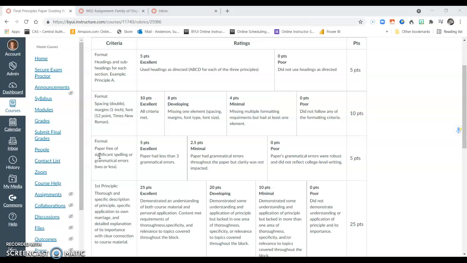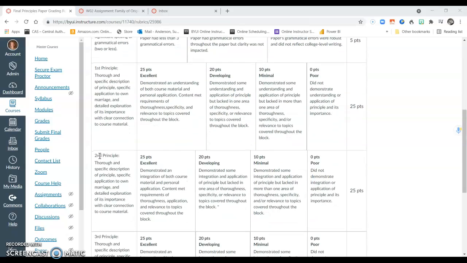It used to be that for excellent, or the full credit, we didn't have meanings attached to each of the sections before, but now it's excellent, minimal, or developing and poor, depending on which section you're in. So for excellent grammar in a paper, it needs to have less than 3 grammatical errors, and that goes across the board. And then if the grammatical errors didn't impact the clarity, they just weren't careful, then that would be 2.5 points, the minimal. But if the paper's grammatical errors were really robust, is how I put it in the rubric, if it's not showing college level writing, then that's 0 points.